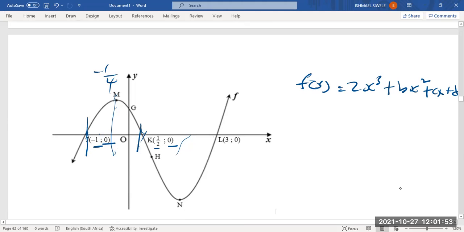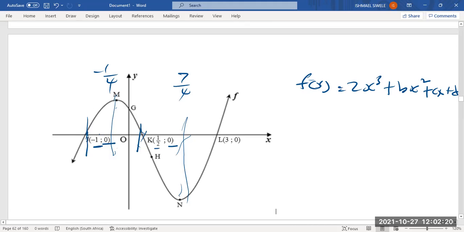And then for the other x, I can just do it by inspection. It will apply the same thing. So it's going to be 1 over 2 plus 3, divided by 2, and that is 7 over 4.